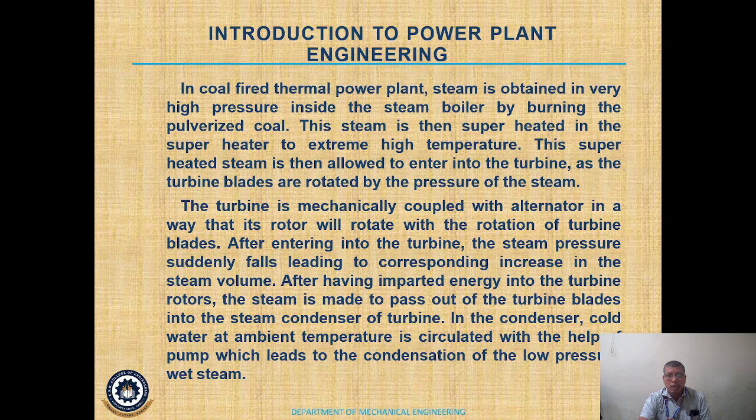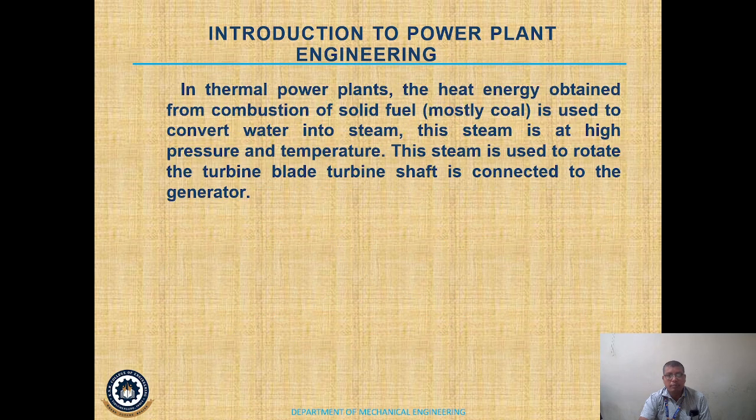After entering the turbine, the steam pressure suddenly falls, leading to a corresponding increase in steam volume. After having imparted energy to the turbine rotors, the steam is made to pass out of the turbine blades into the steam condenser of the turbine. In the condenser, cold water at ambient temperature is circulated with the help of a pump, which leads to the condensation of low pressure wet steam.